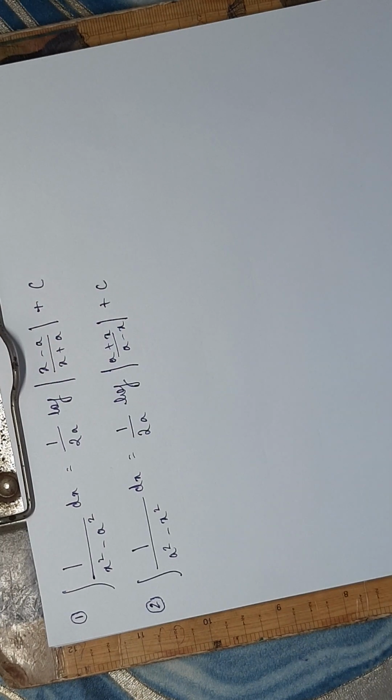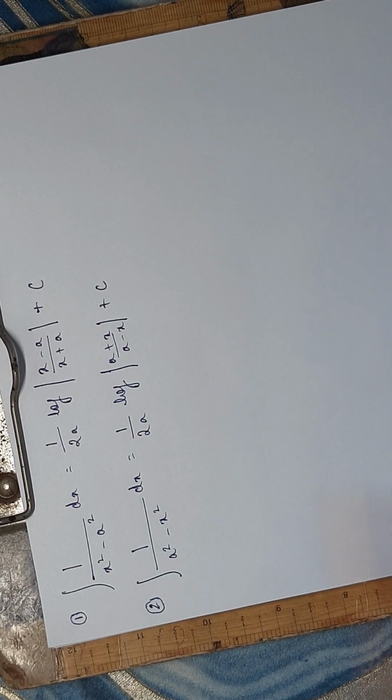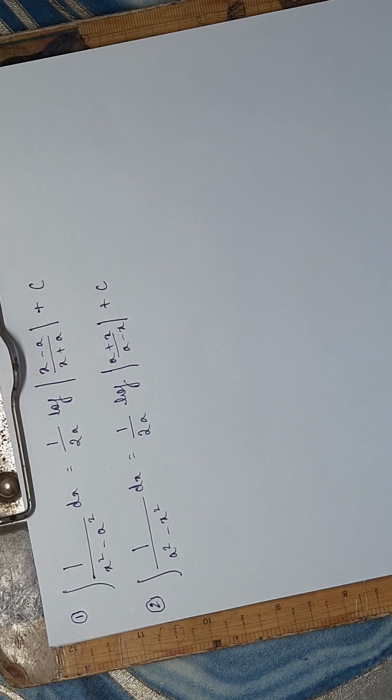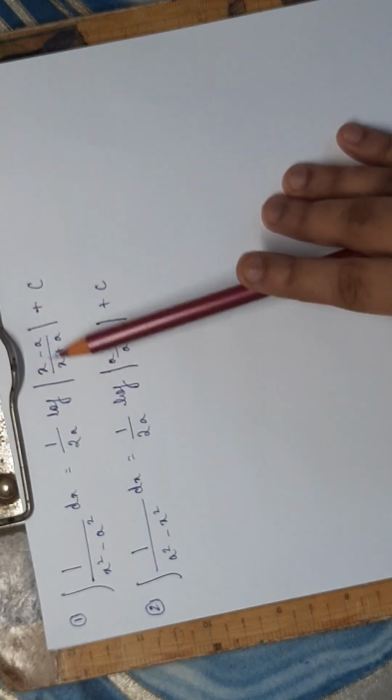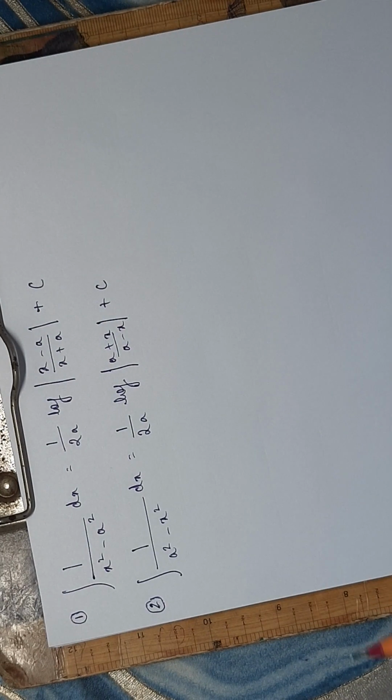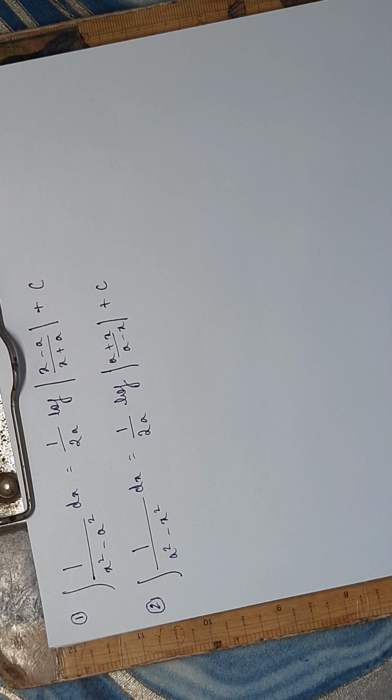what changes will we be having in the particular formula? 1 by 2a and log of mod will remain the same, plus c will also remain as it is, but in place of x minus a we will have a plus x, and in place of x plus a in the denominator we will have a minus x. So when it is x square minus a square, then x comes first both in numerator and denominator, and when it's a square minus x square, then a comes first in both numerator and denominator, okay?